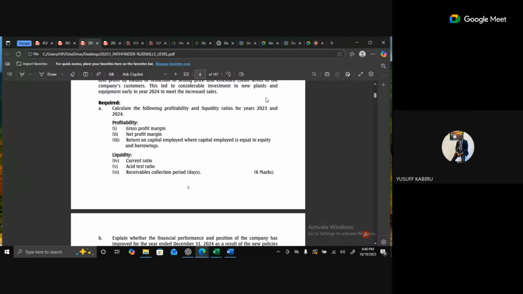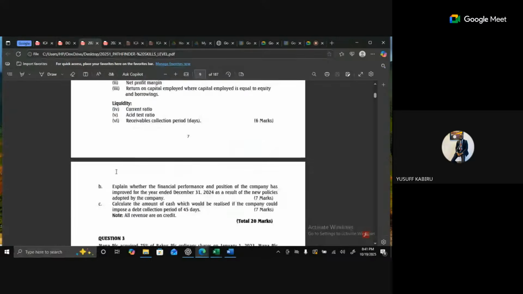Some questions might come where they will not ask you to calculate, but they've already provided you with the ratio for the previous year. Your own is to calculate the ratio for this year and compare it with the one of the previous year. Or they provide you with the industry average for all the ratios. Then you calculate the ratio for this year and compare it against the industry average, right? But in this case, these are the ratios that we're asked to calculate for 2023 and 2024. So let's dive right into it.